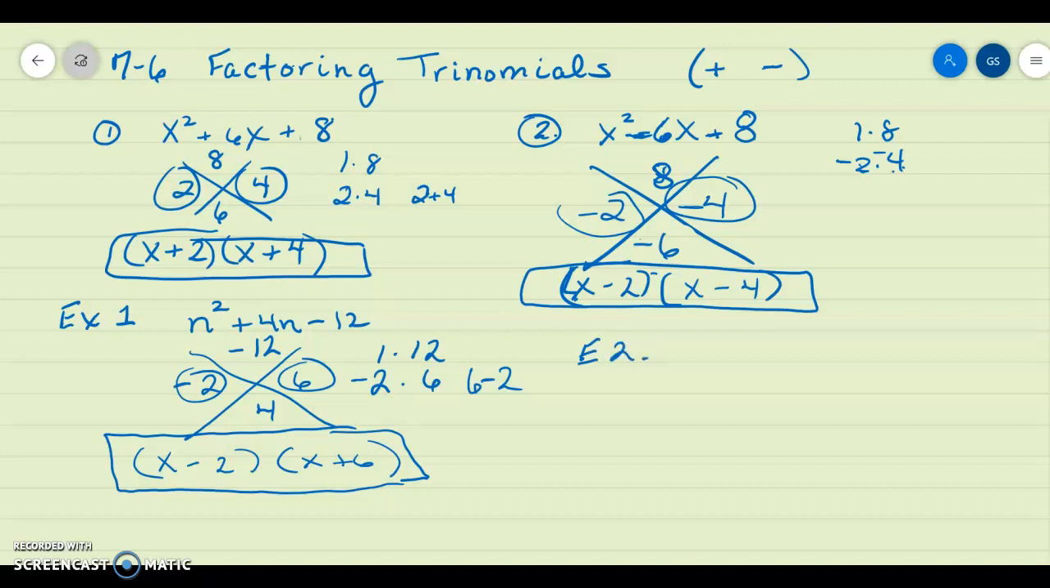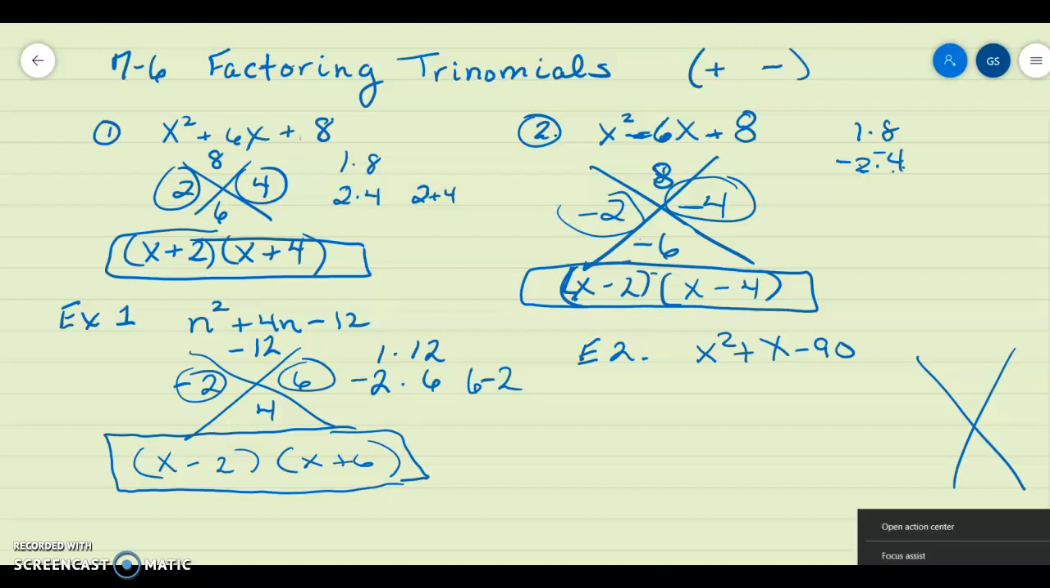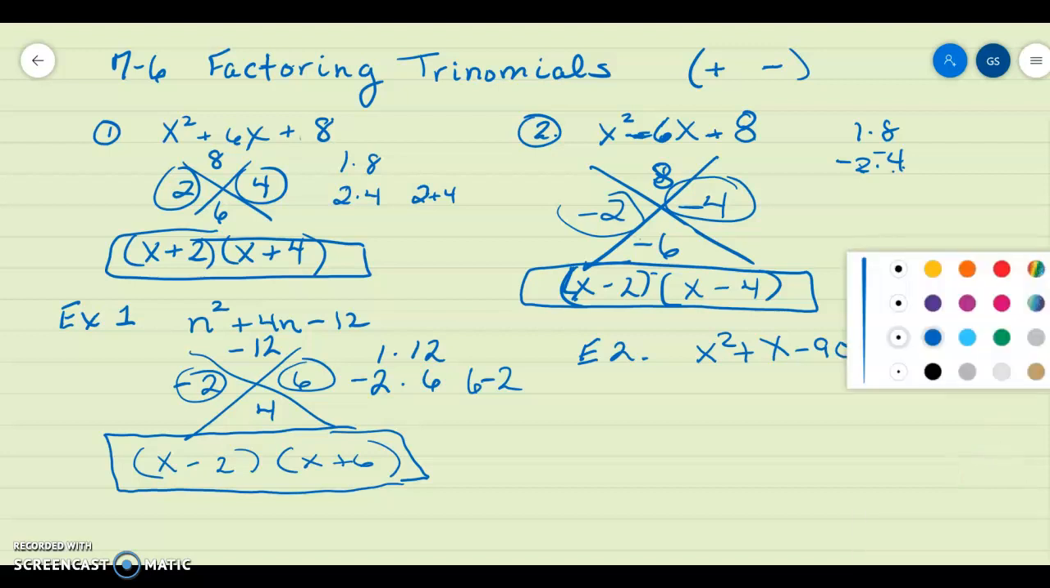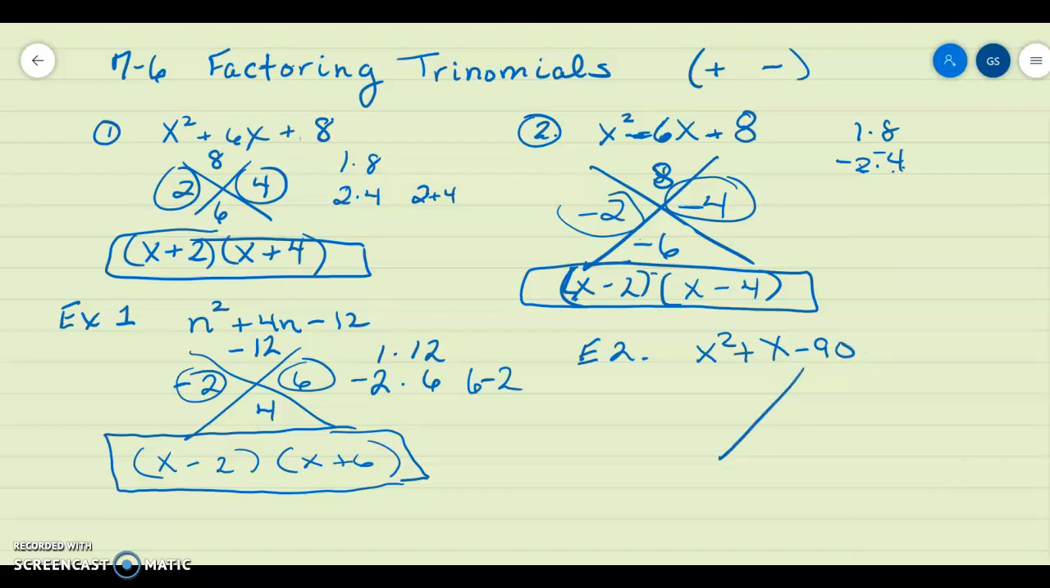All right, let's do example 2. Example 2 is x squared plus x minus 90. All right, we make our x. Oh, I made the x over there. I don't like it there. Hold on. So magically, I'm going to put the x underneath here instead. So last number, oh, negative 90.